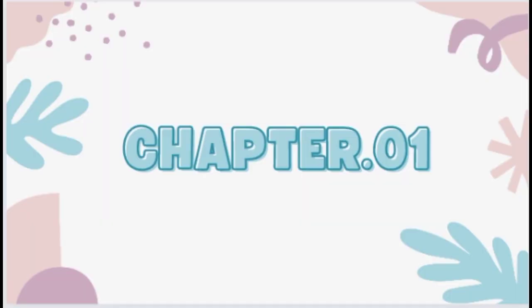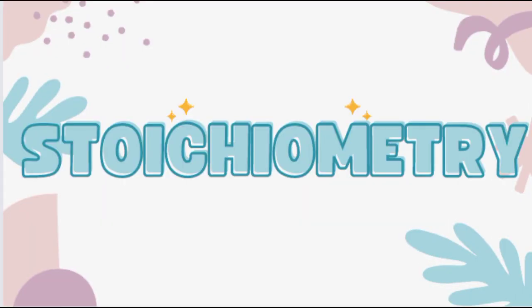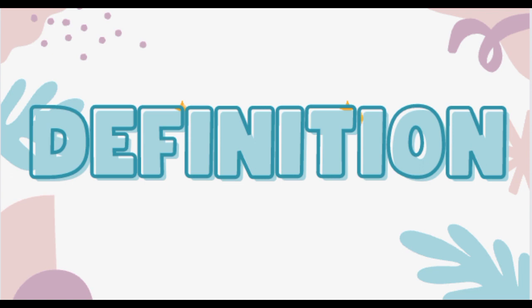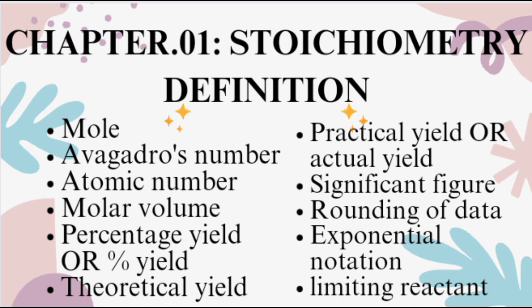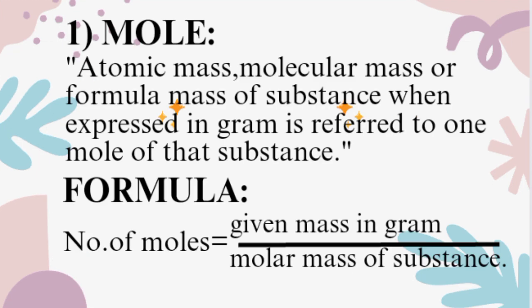Today we study chapter number 1, stoichiometry, all definitions. So let's start the video without wasting time. In this video we discuss mole, Avogadro number, atomic number, molar volume, percentage yield, theoretical yield, practical yield or actual yield, significant figure, rounding of data, exponential notation, limiting reactant.